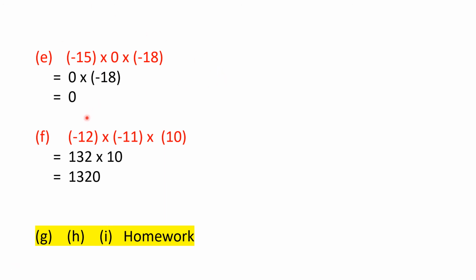Now the next question also, same way, three numbers. We first take 12 and 11 and we multiply them. 12 into 11 is 132, minus minus plus, then 10. What did I do? 12 into 11, 132, minus minus plus, then 10 as it is. Then I multiply these two. 132 into 10, 1320. So I get this number, right? The same way here also, minus 15 into 0 is 0. Then minus 18 as it is. Then multiply it, I get 0, right?